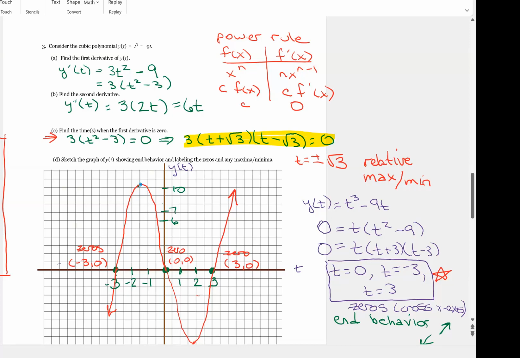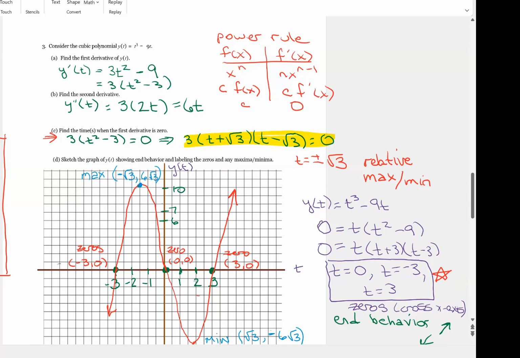Here's my maximum. My maximum is going to be negative the square root of 3, comma, 6 times the square root of 3. My relative minimum is positive the square root of 3, comma, negative 6 times the square root of 3.